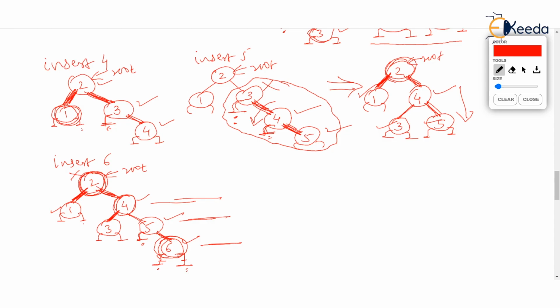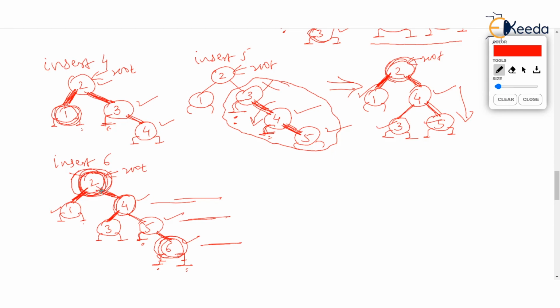Repeating it, 2 is not balanced because we have inserted 6. Now to check the case, why is 2 not balanced? You simply keep an eye on node 2 and try to go from this node 2 towards 6, because 6 was inserted, right? So how will you go from 2 to 6?